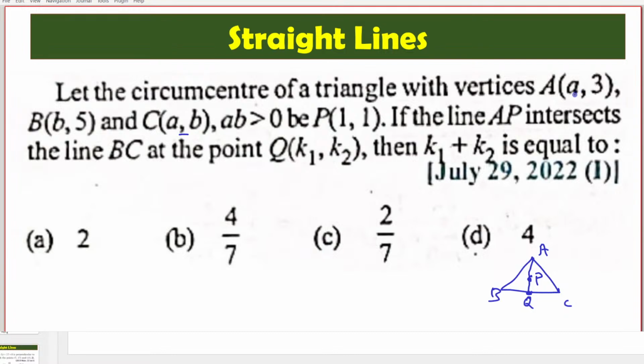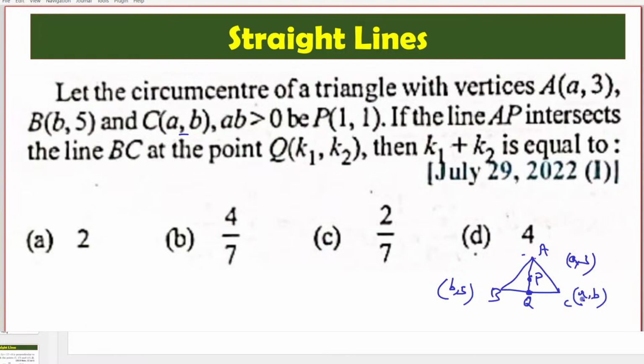Okay. So we are given these three points, (a, 3), (b, 5), and (a, b). First let us try to find what is this a, what is this b. We have to find what are the vertices of this triangle ABC. For that, we need to find what is the small a and small b. Once we find that, then we'll be able to calculate what is this Q. And after that, we can say what is this K1 plus K2.